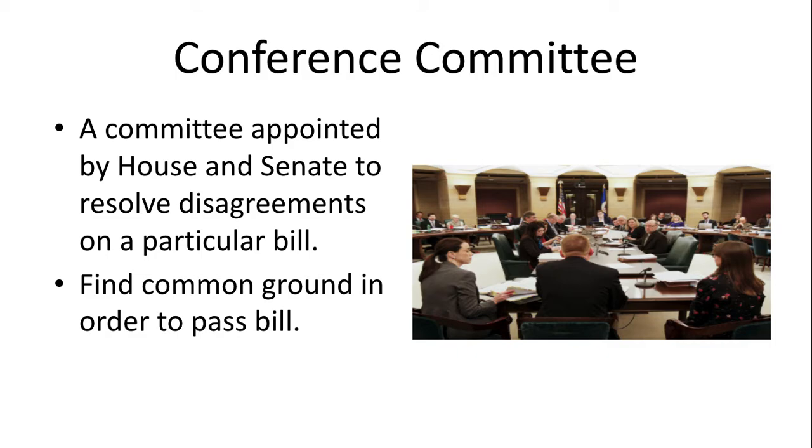Now, most of the time, it's not very easy to get both chambers on the same page. And this is where we see a conference committee coming into play. A conference committee is made up of members of both the House and the Senate in order to resolve those disagreements on a particular bill. Okay, so the role of a conference committee is to find that common ground so that way the big issue at hand can still be passed by the president. Okay, so this is a big negotiating part between the House and the Senate.